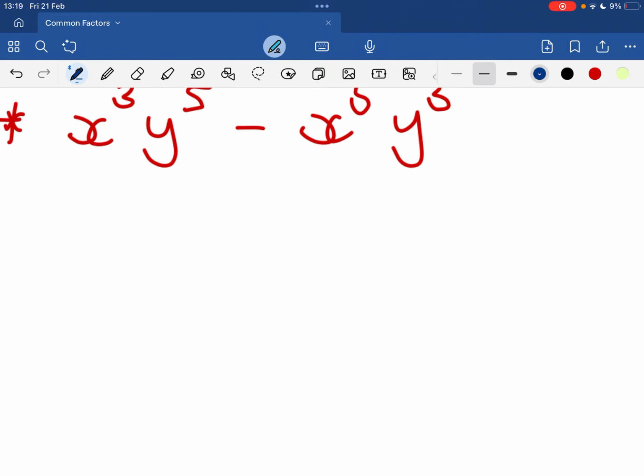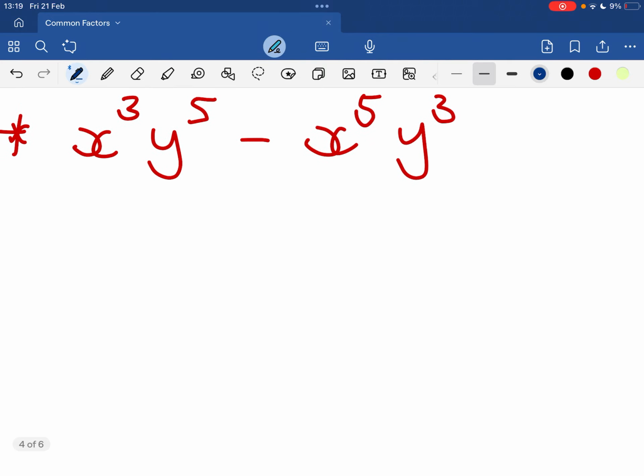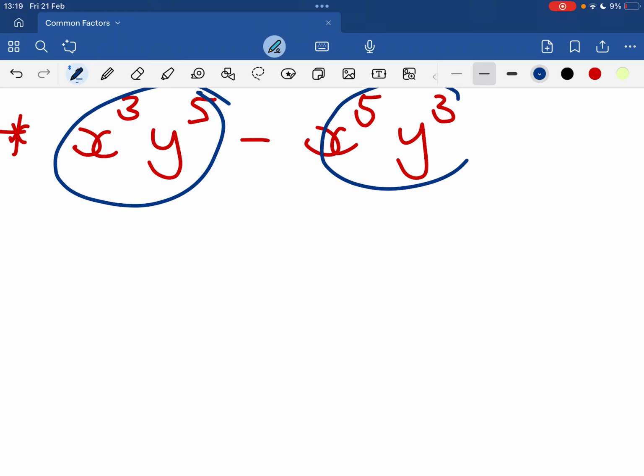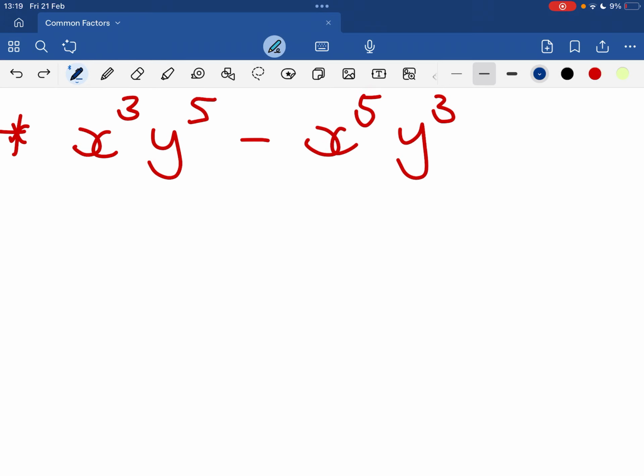What about here? x to the 3, y to the 5, minus x to the 5, y to the 3. Both x and y appear in both of the terms. So our common factor has to do with both x and y. Now, when it comes to x, you have x to the 3 and you have x to the 5. Therefore, we're going to take the lowest one that we can see there, which is x to the 3. When it comes to y, we have y to the 5 and y to the 3. So we're going to take y to the 3. This is our common factor.